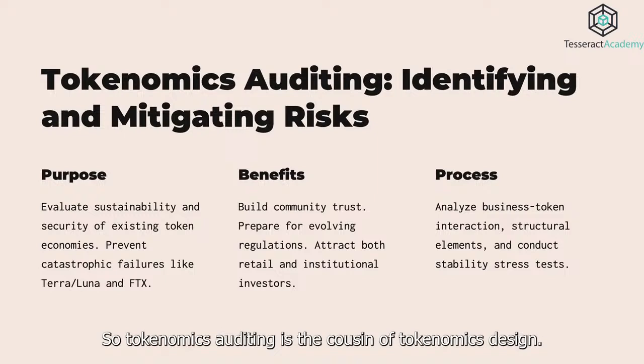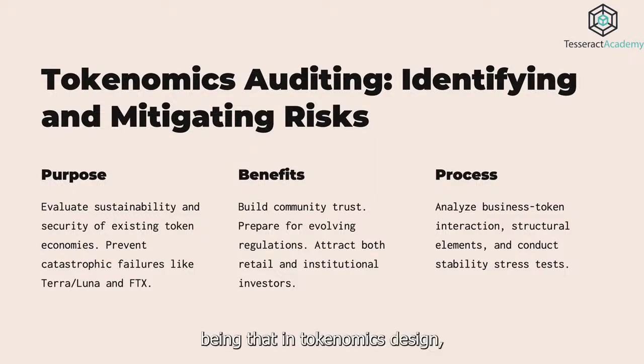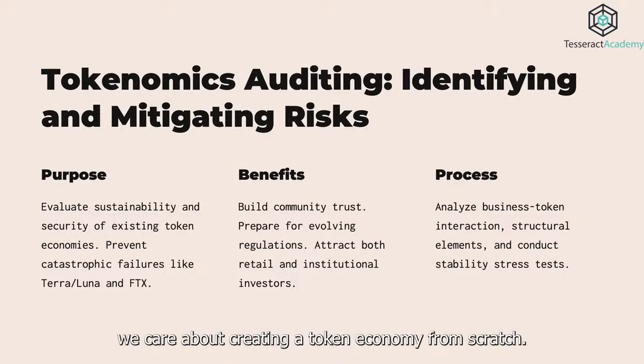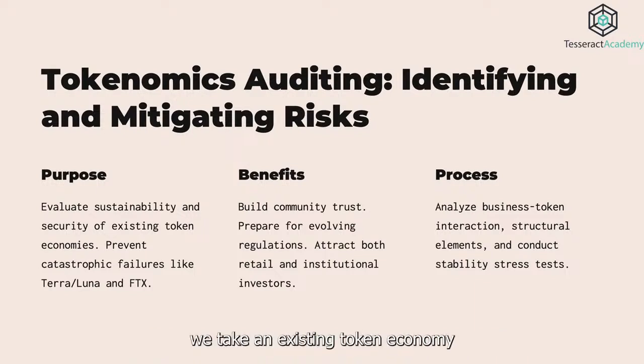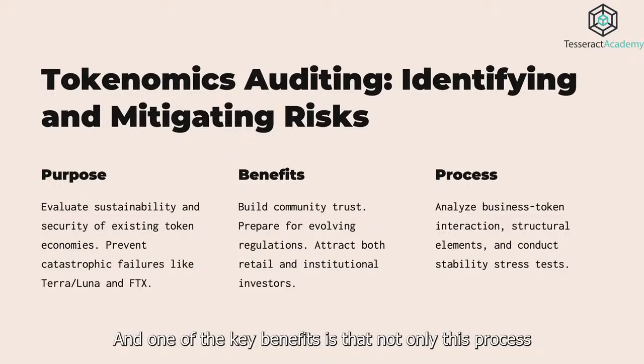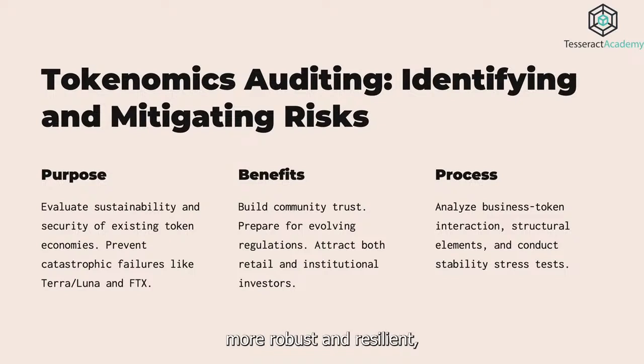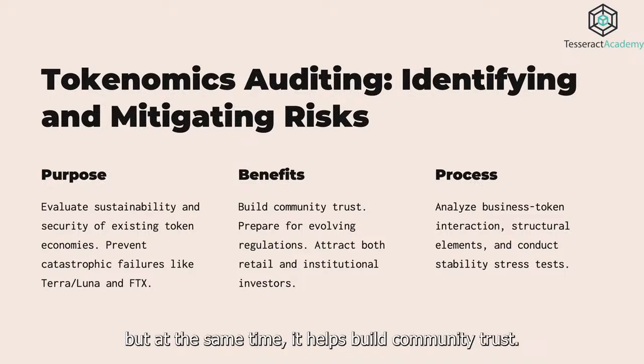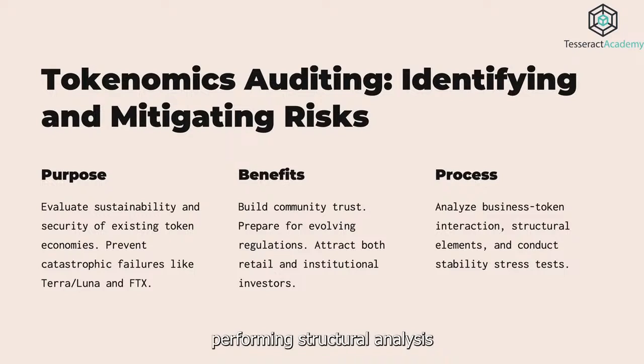Tokenomics auditing is a cousin of tokenomics design. The difference being that in tokenomics design, we care about creating a token economy from scratch, whereas in auditing, we take an existing token economy or a designed token economy, and then we stress test it. The objective of tokenomics auditing is to prevent catastrophic failures like Terra Luna and FTX. One of the key benefits is that not only does this process make tokenomics more robust and resilient, but at the same time, it helps build community trust. There's a whole process around this. I'm going to elaborate on this in a second, but it comes down to analyzing the business token interaction, performing structural analysis, and conducting simulations as well as stress tests.